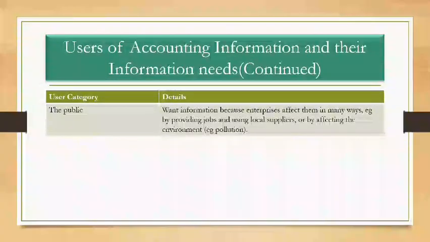The last category of user that we are going to discuss is the public. I think the public would need the financial information or financial statements of a company to be able to assess its viability. The public normally benefit from a given company in the sense that it provides jobs, and it also buys goods and services from local suppliers for its operations.